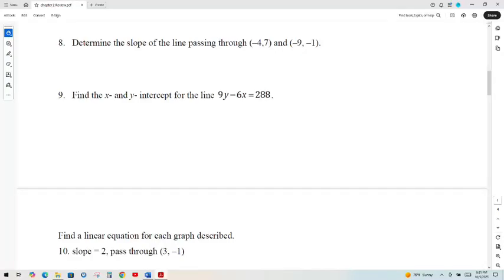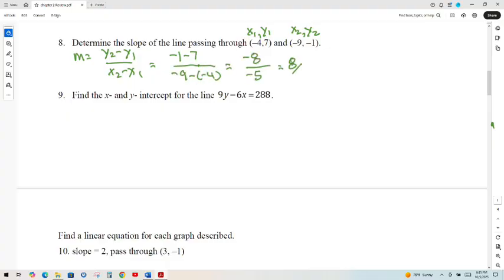Number 8, it says determine the slope of a line passing through the point negative 4, 7, and 9, 1. So to do that, we basically say change in y's over change in x's, so y2 minus y1 over x2 minus x1. Again, I labeled which ones I would say are x2s and y2s and x1s and y1s. Again, it doesn't matter if you had them flipped, you'd still get the same answer. So doing that, you end up with 8/5 as your answer.